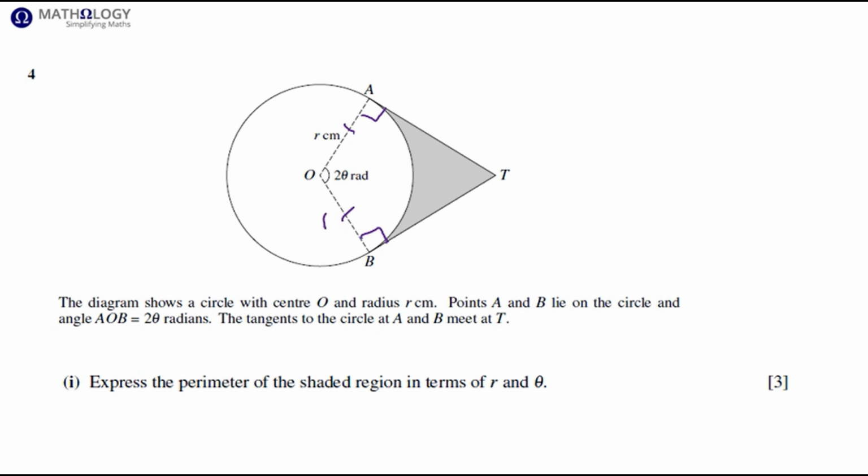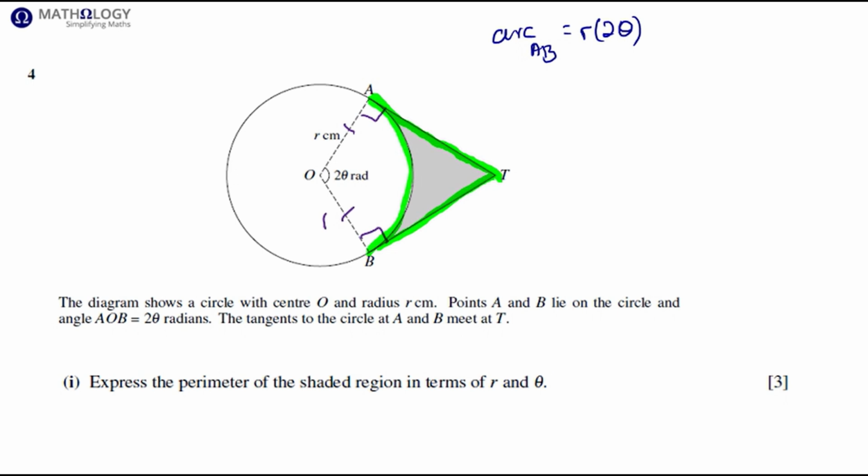We're required to express the perimeter of the shaded region in terms of r and theta. So the perimeter of the shaded region will be this arc AB, which you're going to get from the sector OAB, plus the length of tangent AT plus the length of tangent BT. So the sum of the arc and the lengths of the tangents will give us the perimeter of the shaded region. For the arc length, we'll start with the arc AB. The arc length will be r times the arc angle, which in this case is 2 theta. So r times 2 theta.